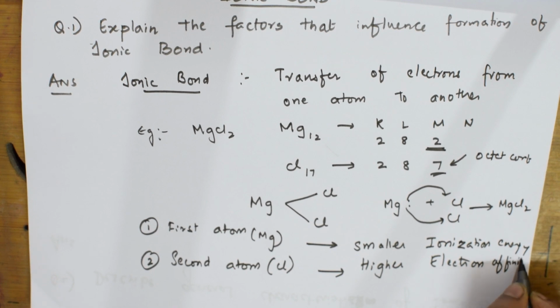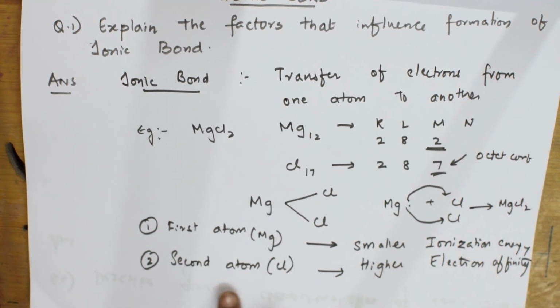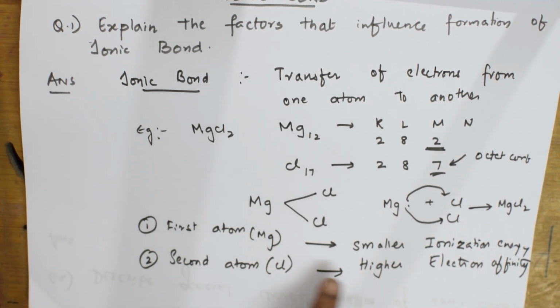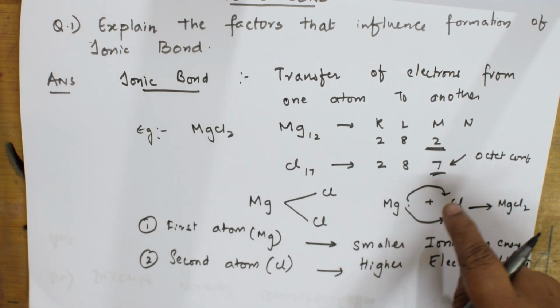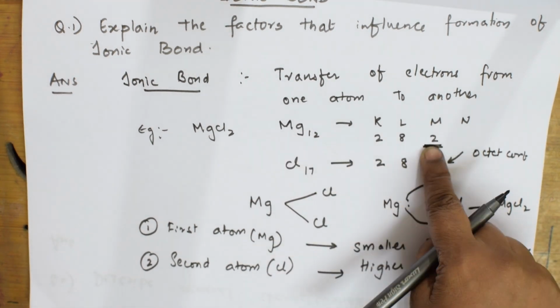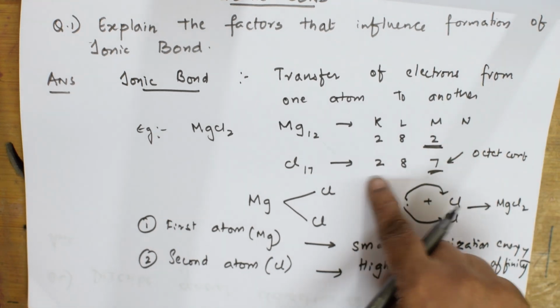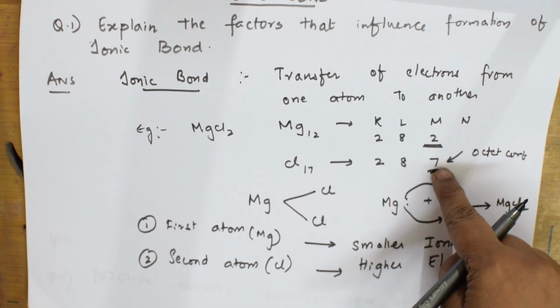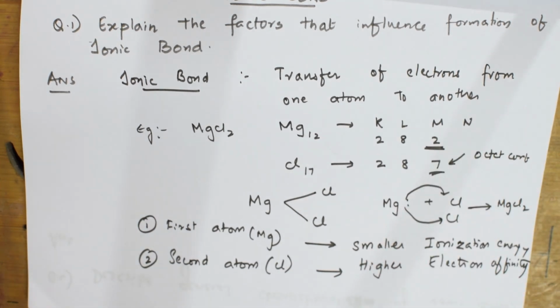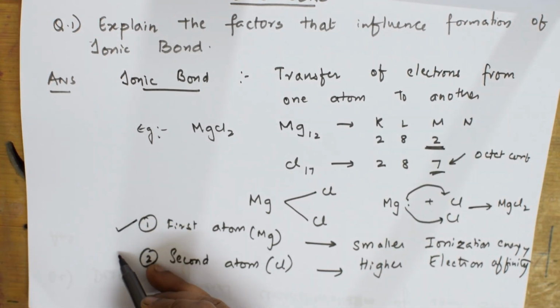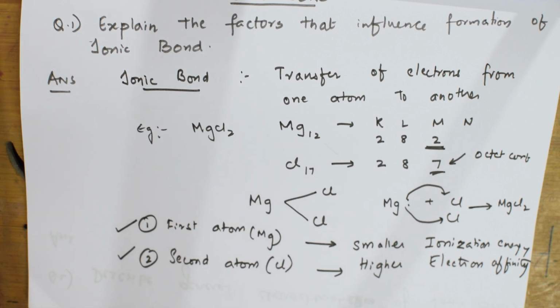Higher electron affinity means the ability to attract the shared pair of electrons. It means the ability to attract that electron. Done. The first atom should always have lower ionization energy so that it can pull out the electron. The second atom should have higher electron affinity so that it will drag the electron. So these two are the factors on which the ionic bond is formed.